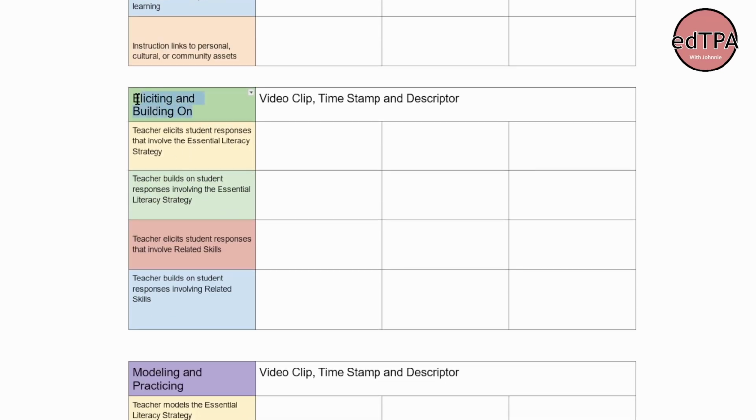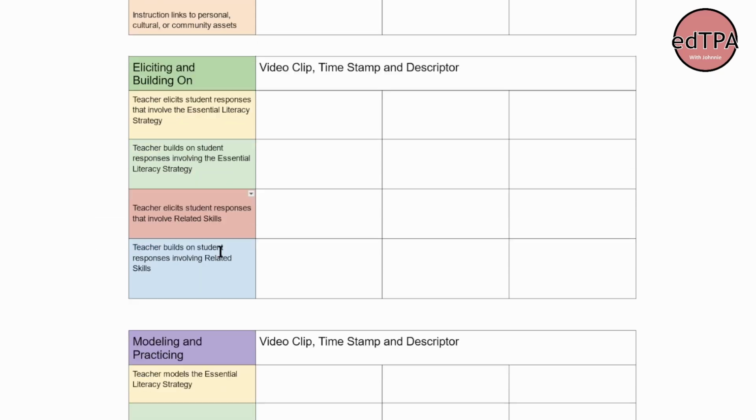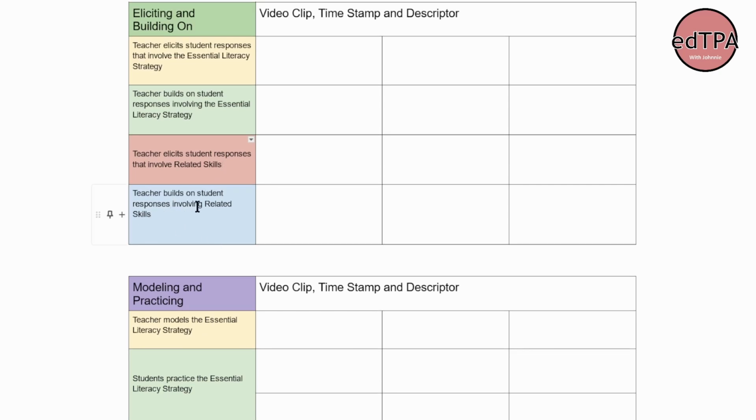So this is eliciting and building on. Teacher elicits student responses that involve the essential literacy strategy. Teacher builds on student responses involving the essential literacy strategy. So you can see both about the essential literacy strategy, eliciting and building on. That's you doing that work. And then aside from essential literacy strategy, we need to think about related skills. Teacher elicits student responses that involve related skills, so eliciting. And then teacher builds on student responses involving related skills. So this is eliciting and building on.